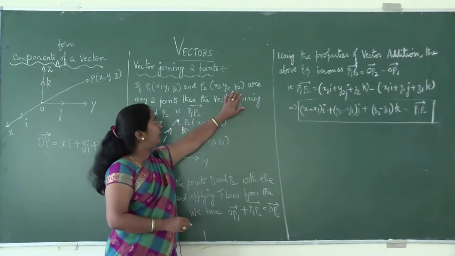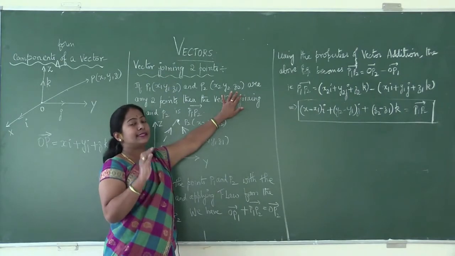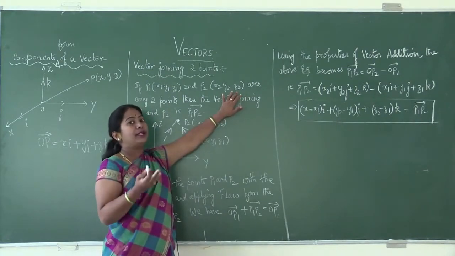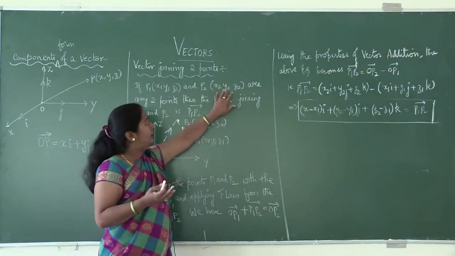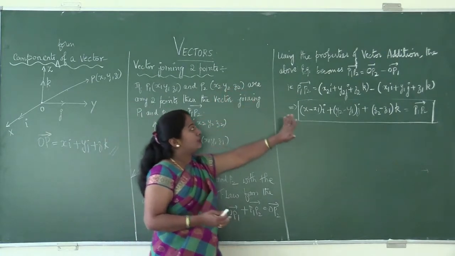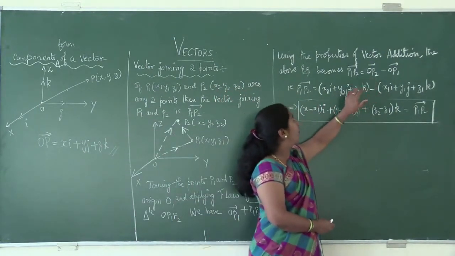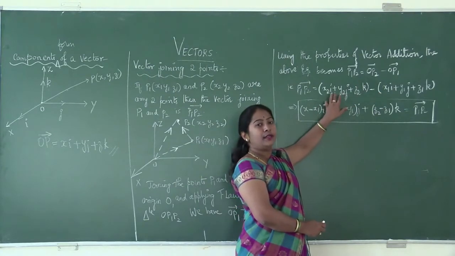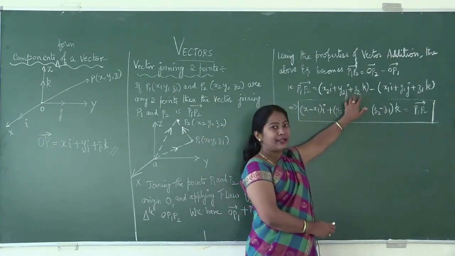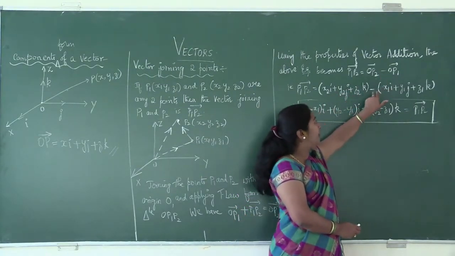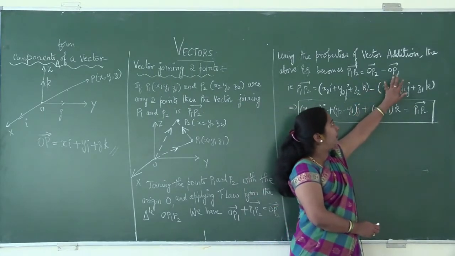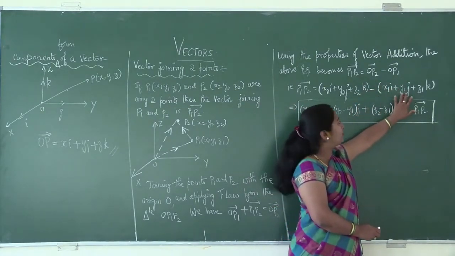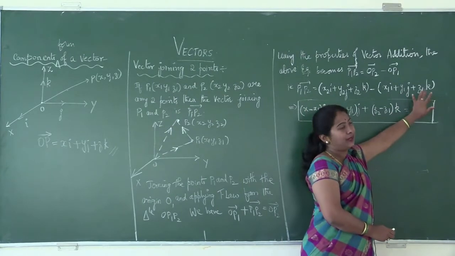x2, y2, z2. These are which coordinates? Scalar coordinates. How do I convert it into vector form? x2i, y2j, z2k. So with respect to OP2, what can I write? x2i plus y2j plus z2k. What sign do I have here? Minus. What is vector OP1? x1i plus y1j plus z1k.